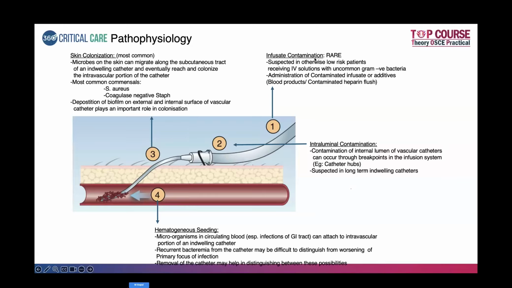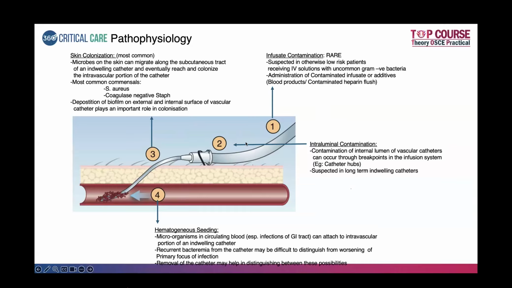Then comes infusate contamination. That is supposed to be the rarest cause. It is suspected in an otherwise low risk patient receiving IV solutions with uncommon gram-negative bacteria, through administration of contaminated infusate or additives like blood products or contaminated heparin flush.